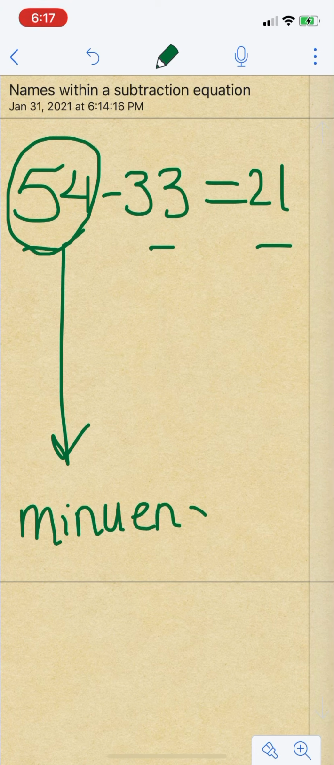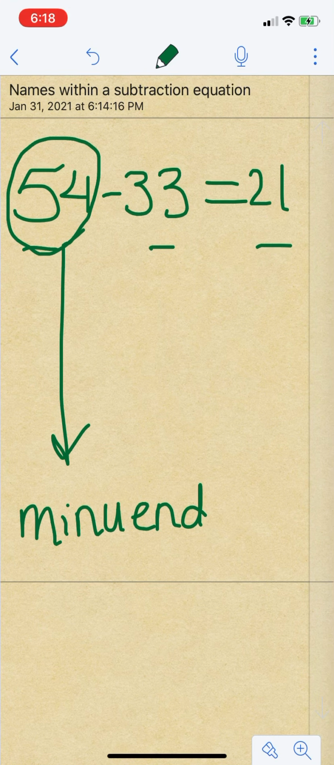I also like to think of minuend, minion, minuend, minion. Try to say that three times fast. Minuend, minion, minion. Ooh, can't even do it once. The minuend is the number that we are subtracting from.